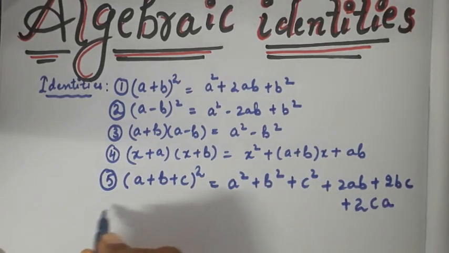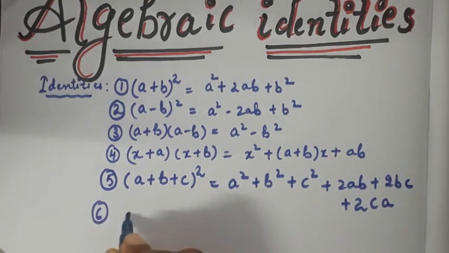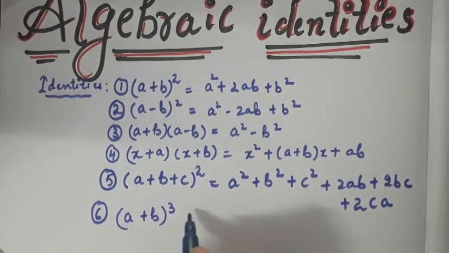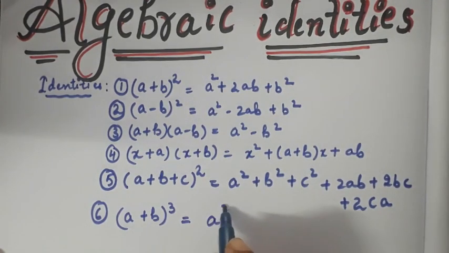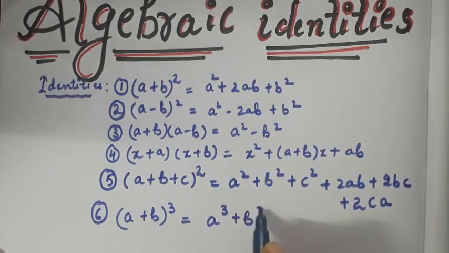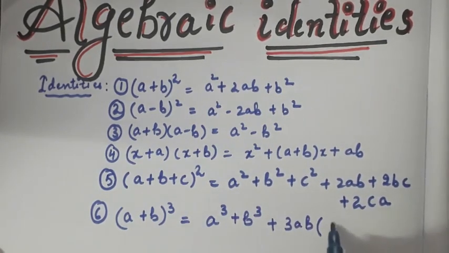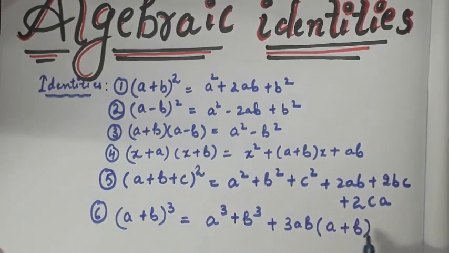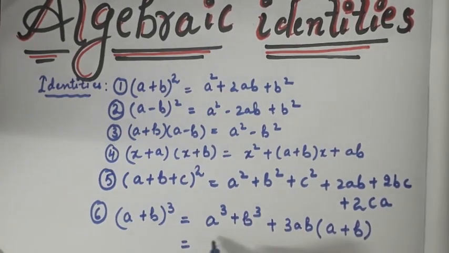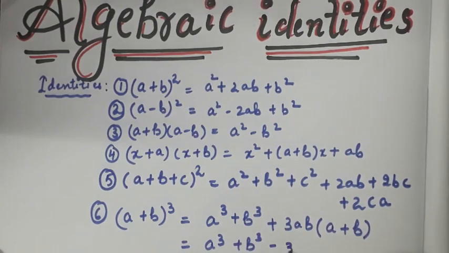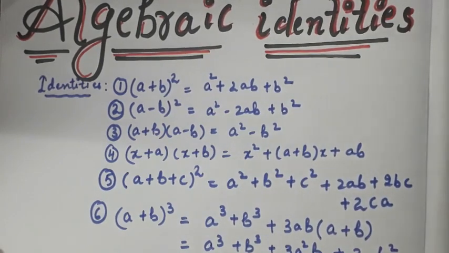Next one, the sixth one, is a plus b whole cube, which is equal to a cube plus b cube plus 3ab in bracket a plus b. You can also write it as a cube plus b cube plus 3a square b plus 3ab square.